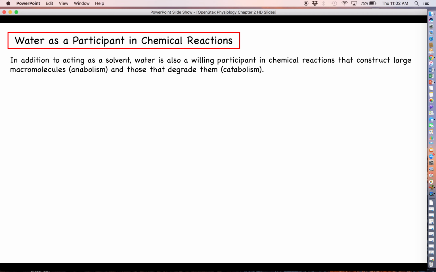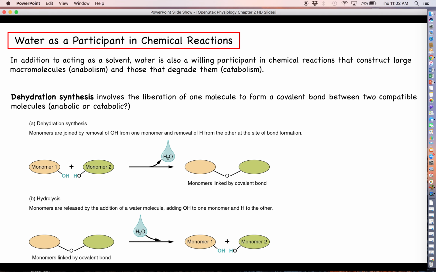So one of the last things that we want to talk about here as it pertains to water itself is that water, in addition to being a component of bodily fluids, acting in temperature homeostasis, and things of that nature, is also a willing and able participant in chemical reactions, especially in cases in which we are building and deconstructing very large molecules, our catabolic and anabolic reactions. So in this way, water can participate in one of two different types of reactions.